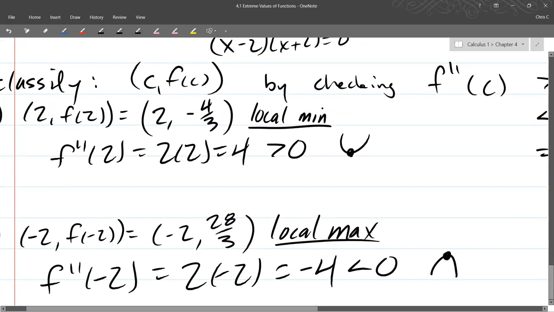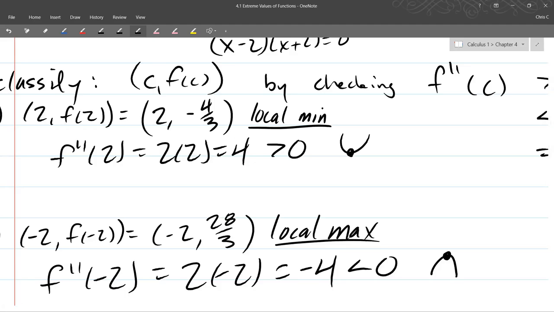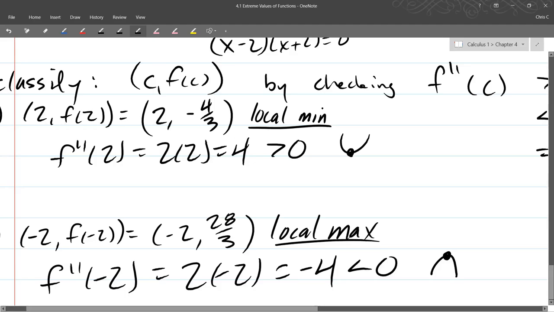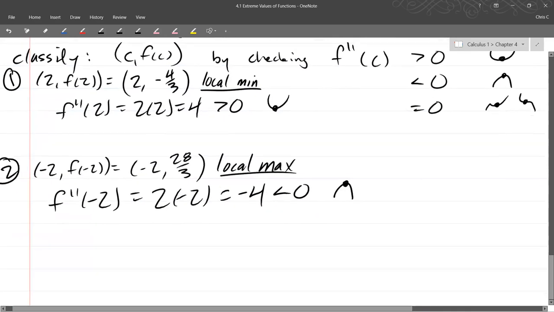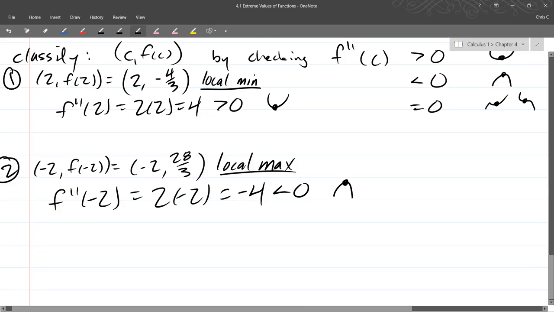Now, this function is continuous. It's polynomial. So if I drew it, I would draw it with the one single curve. There's no vertical asymptote to cross over. And in this case, you will see the local minimum had a smaller y value than local maximum. That will not always be the case.